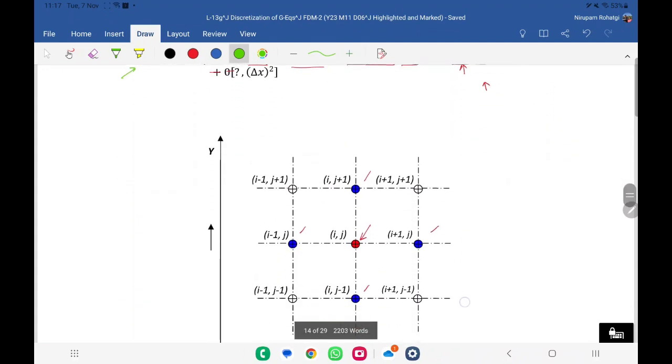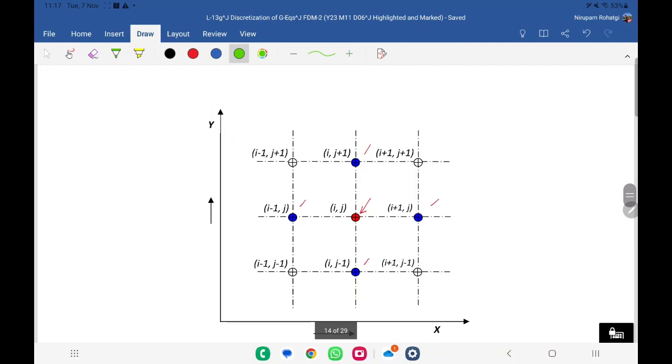So then we found that when we are talking about the mixed derivative at this point, these are the 4 points which become relevant. Okay, while the derivative actually depends on the function at that point.